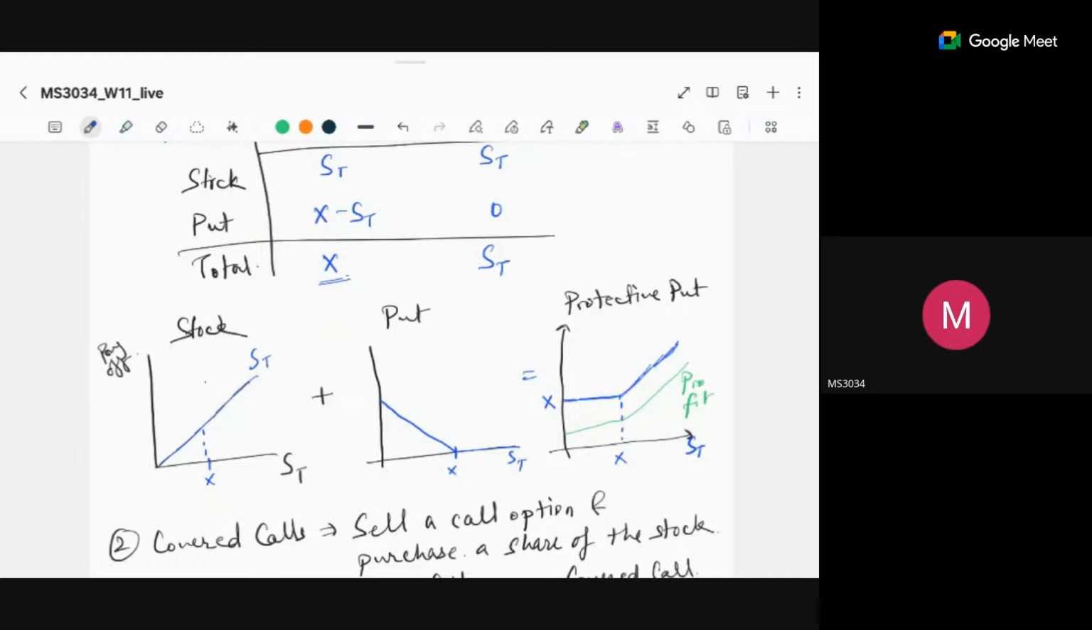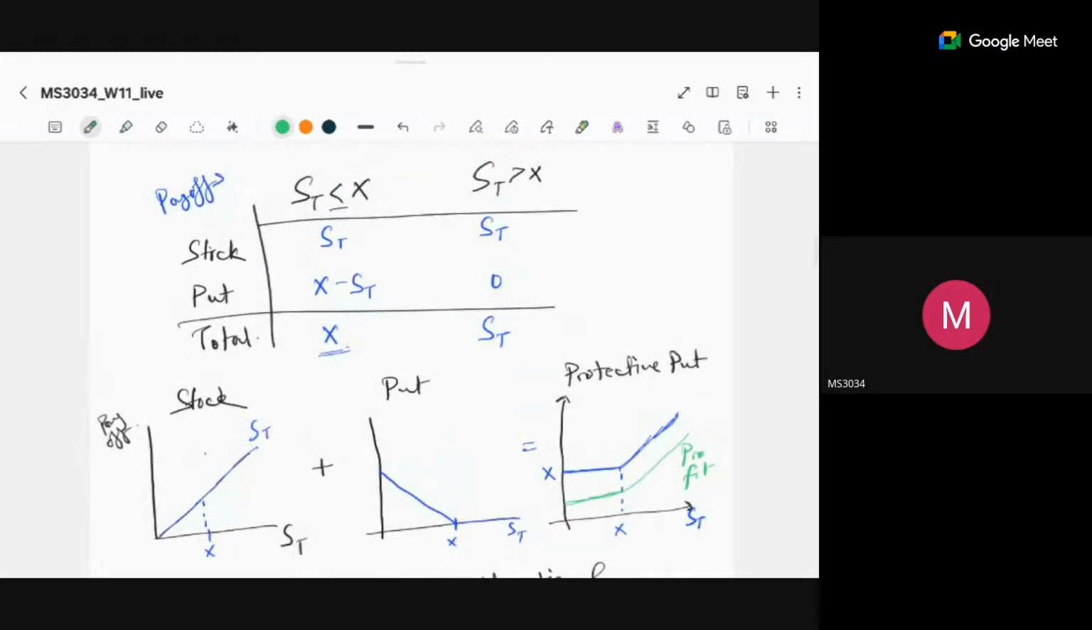Okay, and if you want to find the profits, then you just need to subtract the cost of your portfolio. So what will be the cost of your portfolio? Cost will be initial stock price plus put option price, correct? These two are fixed, so you subtract a fixed amount from this payoff diagram and you get this green curve as your profit diagram.